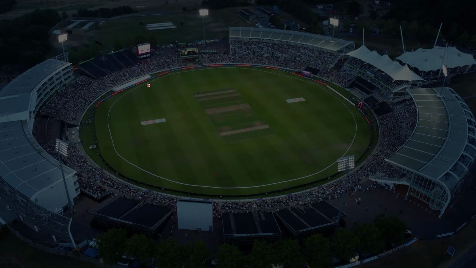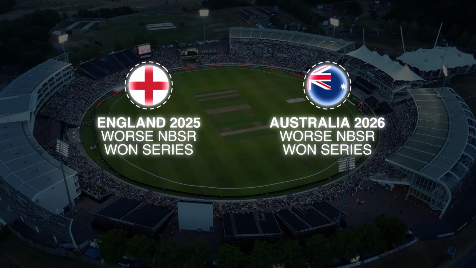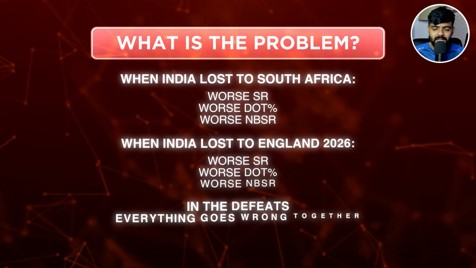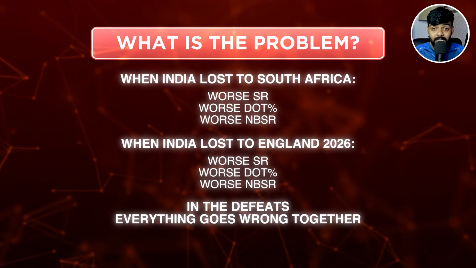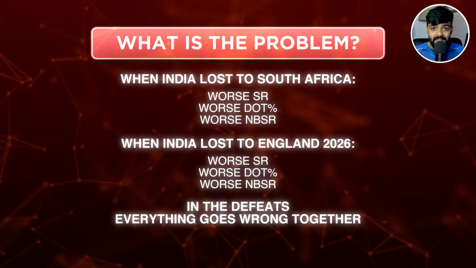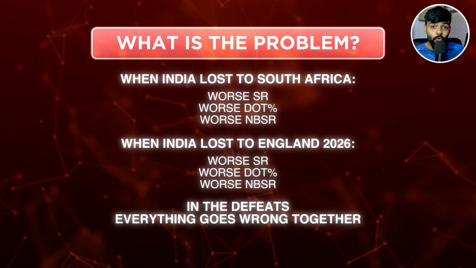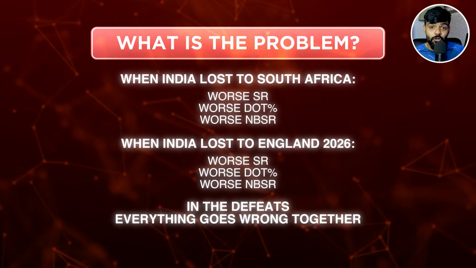But it's not the entire reason for our losses, because we did manage to win against Australia in Australia. We did manage to beat England in England last year. The problem is when we lose a series, it almost so happens that our Indian batters just stop performing together. Because against South Africa and England this year, not only did we have the worst non-boundary strike rate, we also had the worst overall strike rate and the worst dot ball percentage.